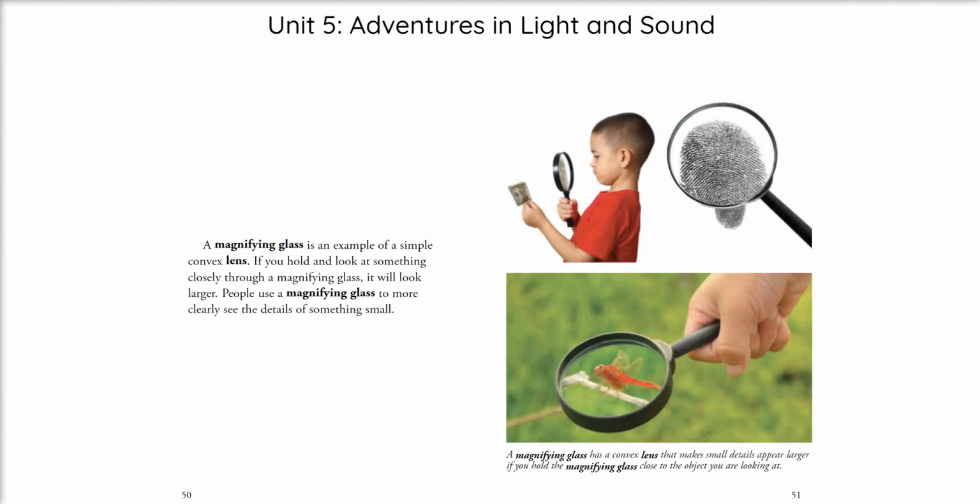A magnifying glass is an example of a simple convex lens. If you hold and look at something closely through a magnifying glass, it will look larger. People use a magnifying glass to more clearly see the details of something small.